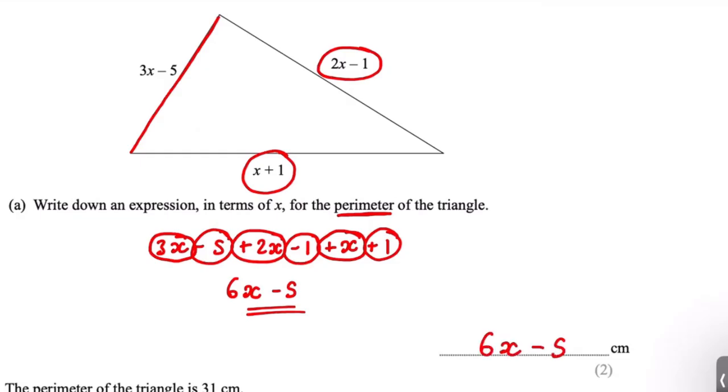Okay, and whenever it says an expression in terms of x, that means you're not going to have a number as your final answer. You're going to have more than just a number. You're going to have an expression, which is multiple values, and it should all be in terms of x. Okay, so you're going to basically have an x with a number with it.